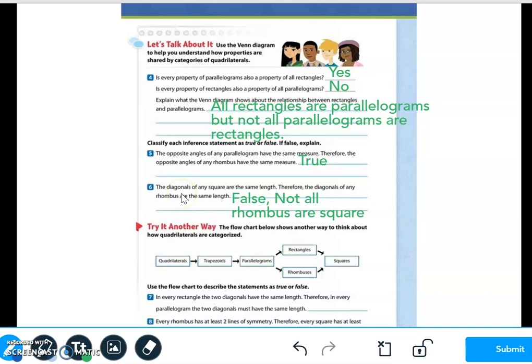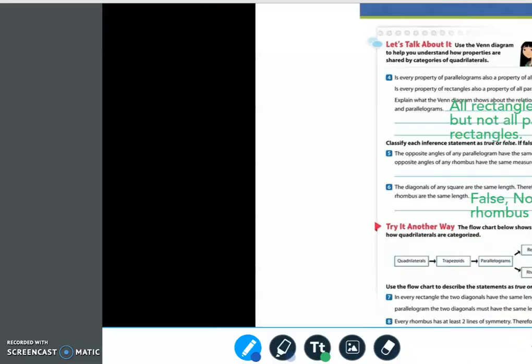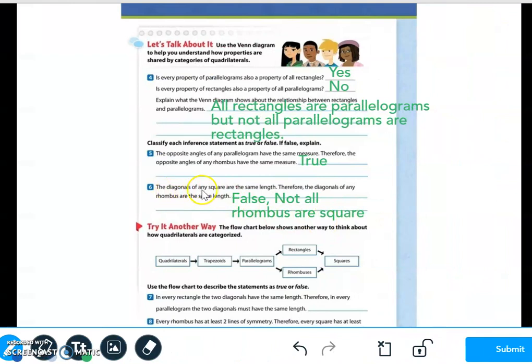Okay, so for 5, it says the opposite angles of a parallelogram have the same measurements. Therefore, the opposite angles of a rhombus have the same measurements. This is true. What this means is that these two angles are the same, just as these two angles are the same. For 6, it says the diagonals of a square are the same length. Therefore, the diagonals of a rhombus are the same lengths.